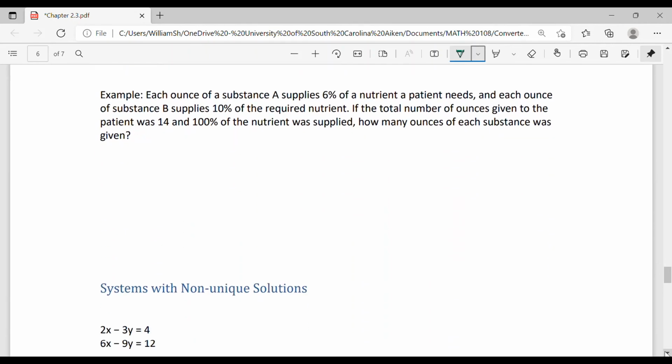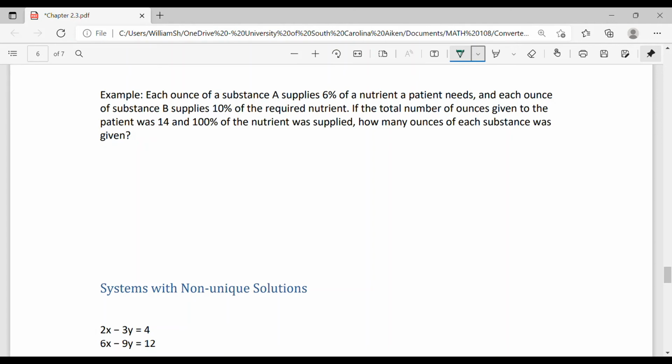Alright, next example. Each ounce of a substance A supplies 6% of a nutrient a patient needs. Each ounce of substance B supplies 10% of the required nutrient. If the total number of ounces given to the patient was 14 and 100% of the nutrient was supplied, how many ounces of each substance was given? Okay, so we have to write a set of equations here from this word problem, and then after writing the set of equations, we're going to have to actually compute what A and B should be.